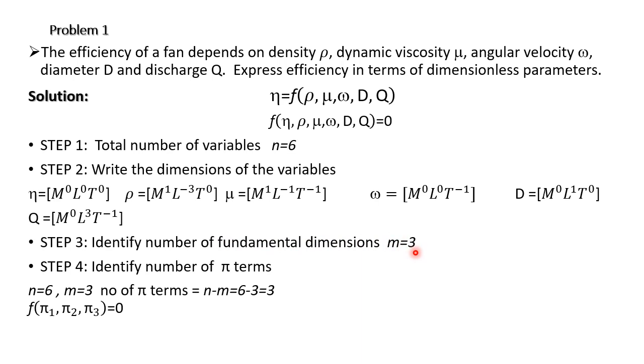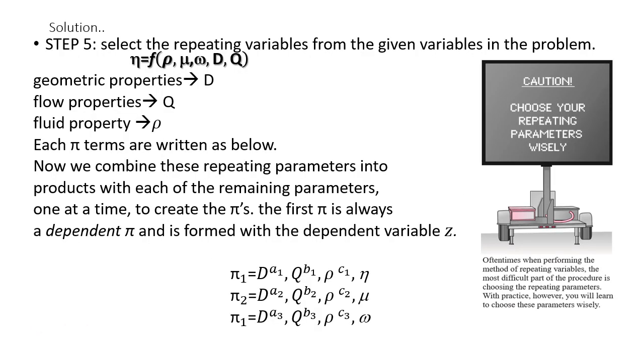Now we know n, we know m. So the number of pi terms is n minus m, that is 6 minus 3, equal to 3. So I have 3 pi terms: pi 1, pi 2, pi 3. Next and very important step is getting the repeating variables. Repeating variables, very important. So we have to remember the rules.